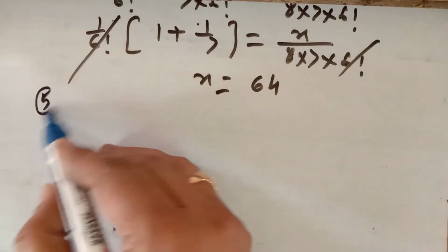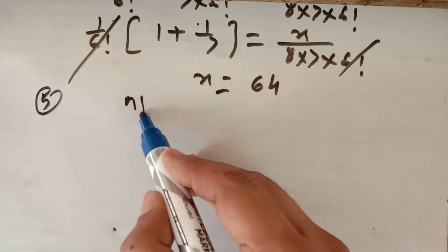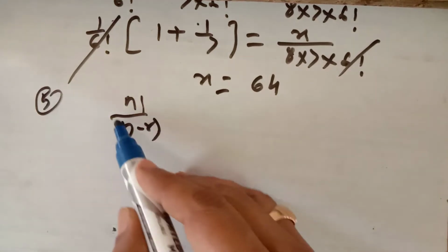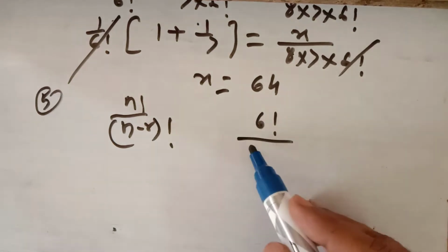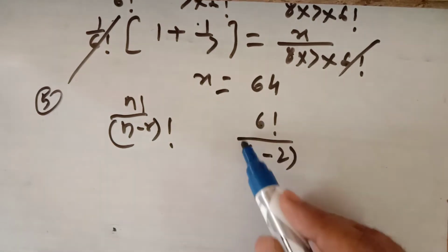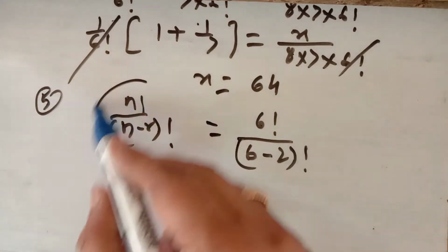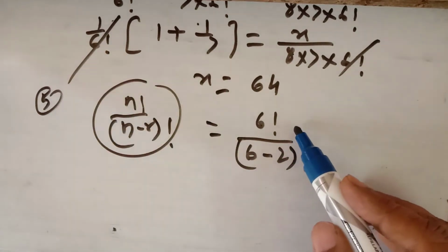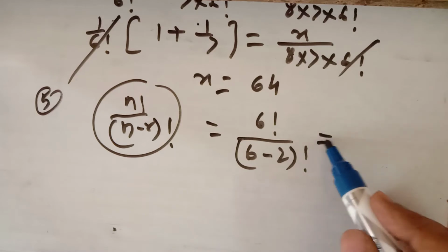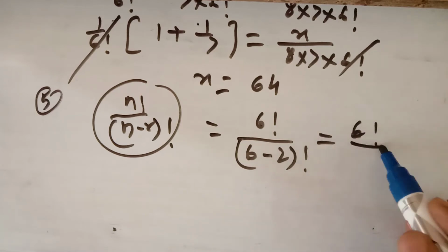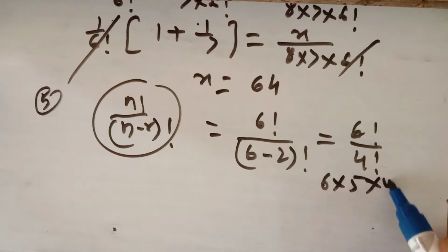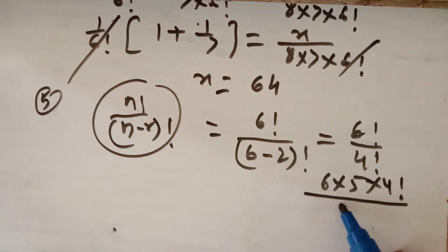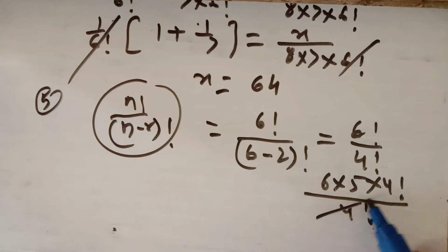Now in question number 5, you have to find the value of n factorial upon n minus r factorial. In the first part, the value of n is given as 6 and the value of r is given as 2. You see in your box, you have to find this value, and the value of n is given as 6 and the value of r is given as 2. So 6 factorial upon 4 factorial, you can simplify like this. For 6 factorial, you can write like this. Cancelled out, it will be equal to 30.